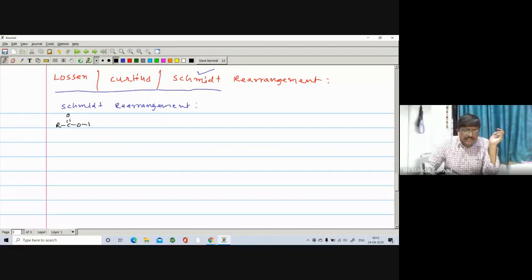It is your acid. This acid reacts with H plus. H plus means H2SO4, right? We can use H2SO4, which provides H positive. You know, this oxygen has two lone pairs, right? It undergoes protonation.